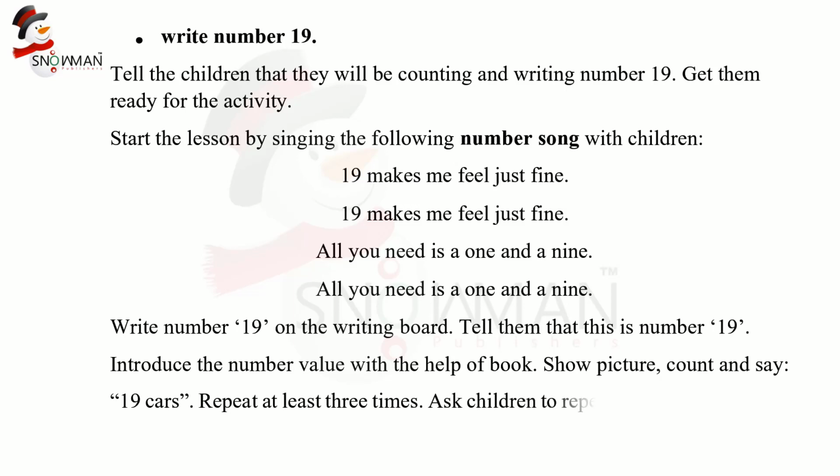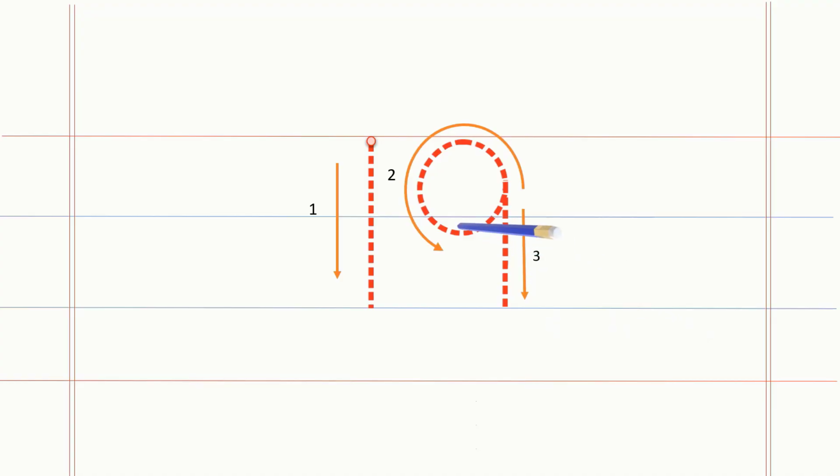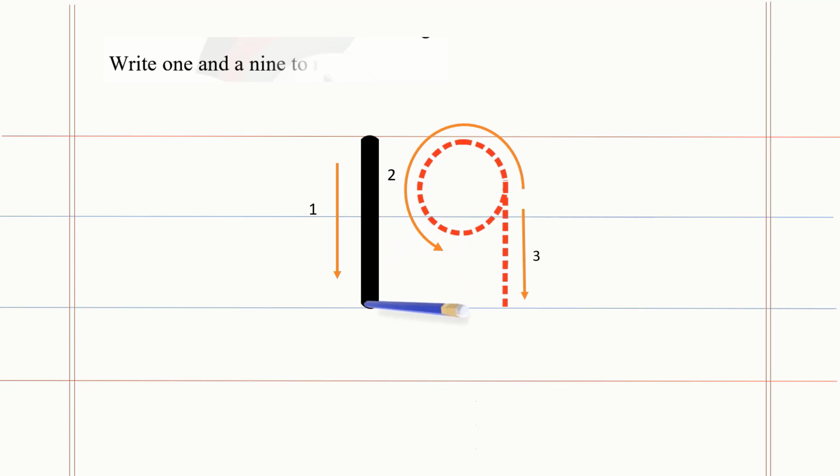Ask children to repeat after you. Involve the class in this process. Write number 19 on the board and give instructions. Write 1 and a 9 to make 19.